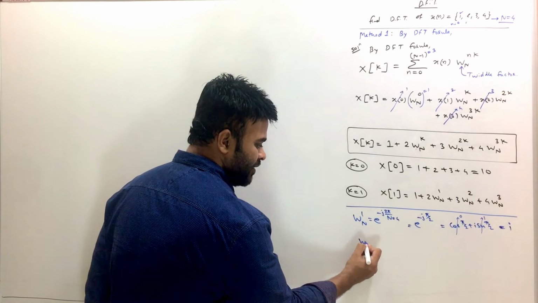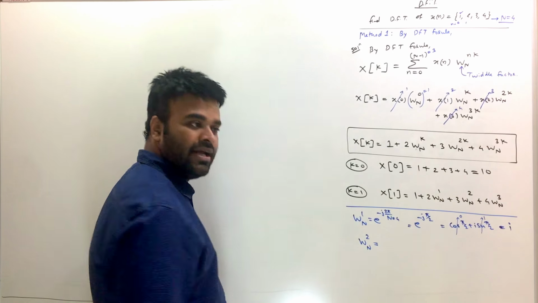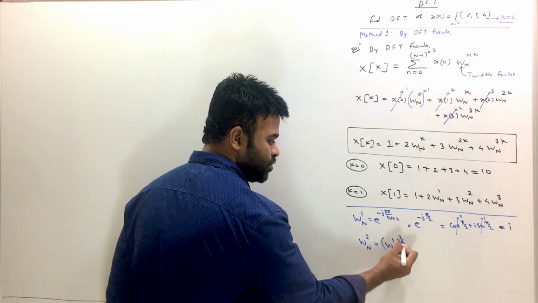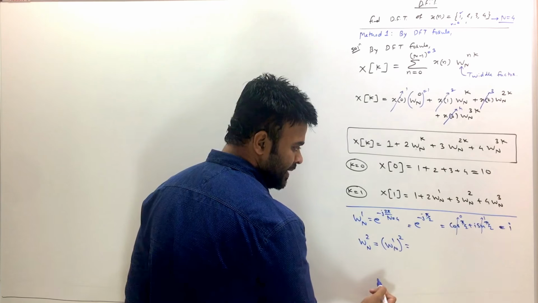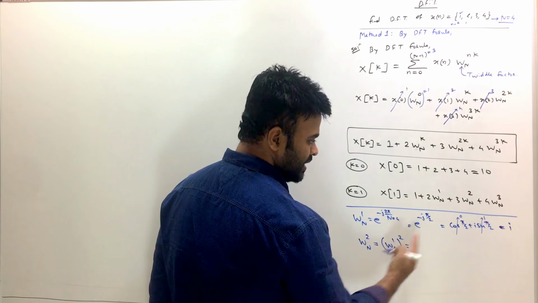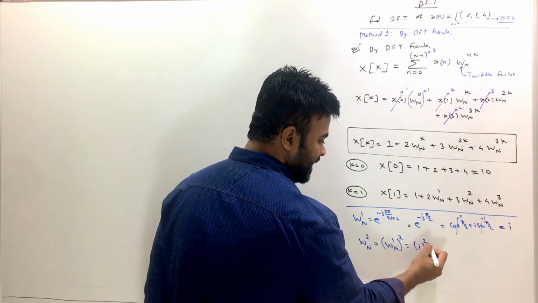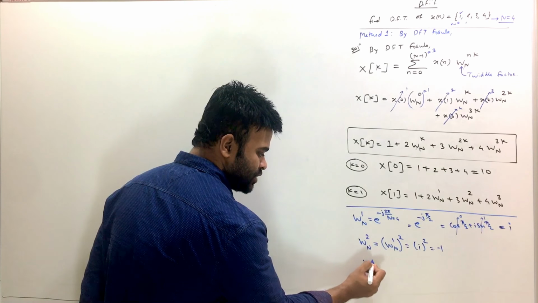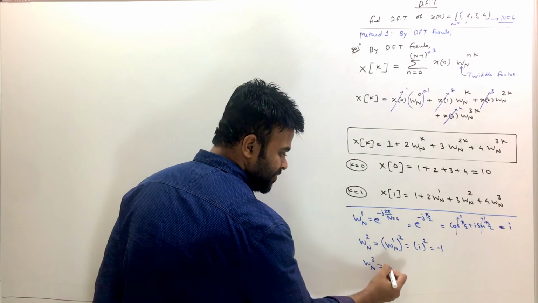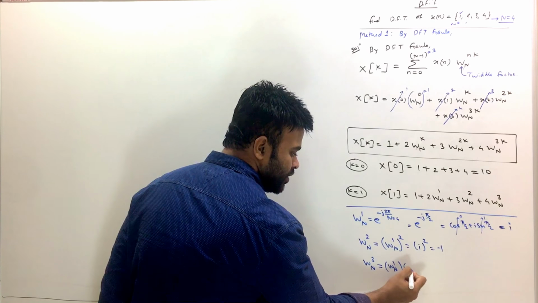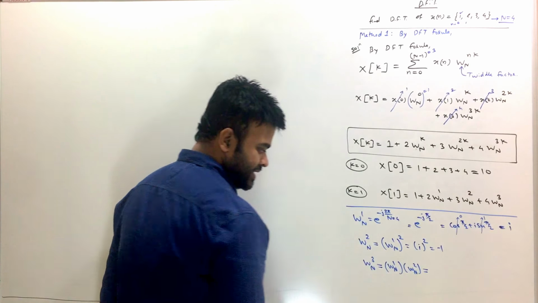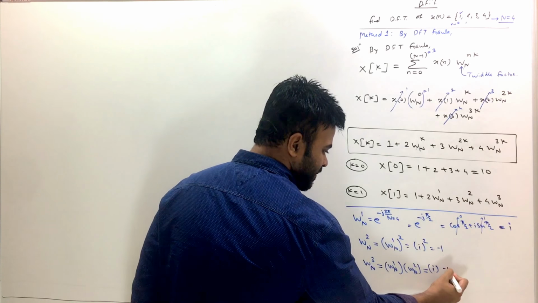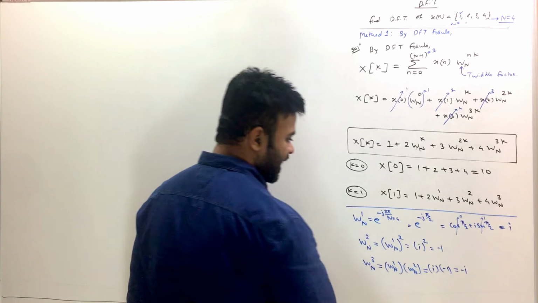You can similarly find wn raised to 2 as well, but there is a trick to that. wn raised to 2 can be written as wn raised to 1, raised to 2. The value of wn raised to 1 is i, so this becomes i squared, which is minus 1. Similarly, you can write wn raised to 3 as wn raised to 1 into wn raised to 2. wn raised to 1 is i and wn raised to 2 is minus 1, so you get minus i.